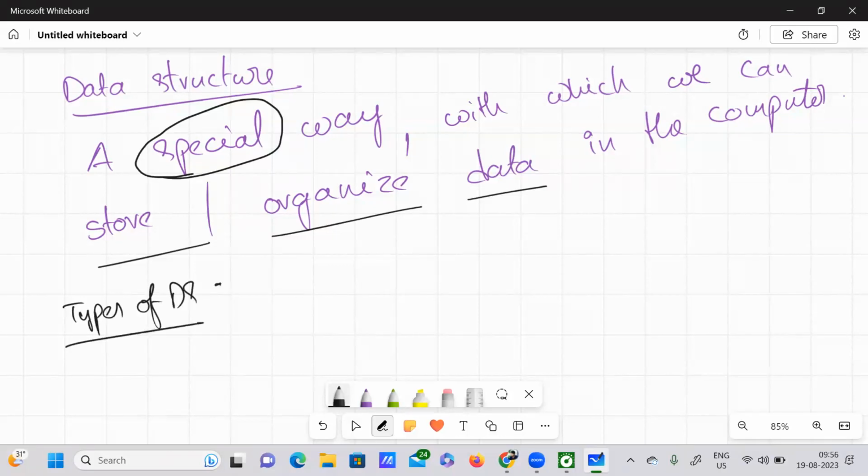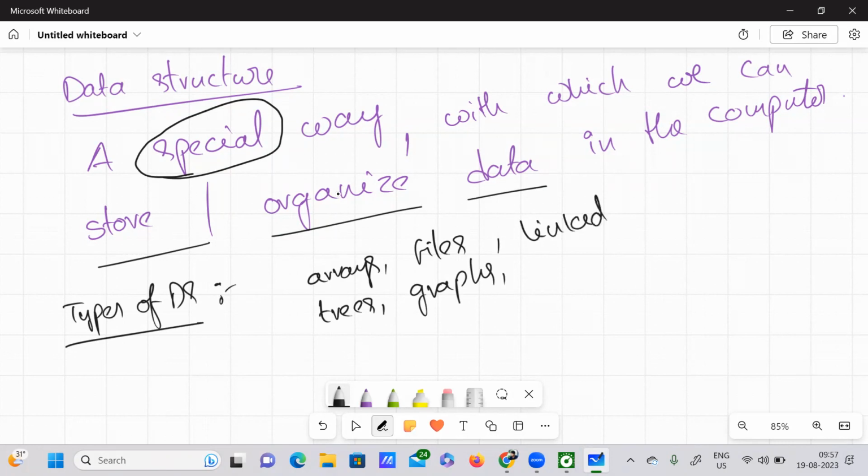So now I'll tell you how many types of data structures there are. These are the types of data structures. We have arrays, files, trees, graphs, linked list, stack, and queues, and so on, etc. There are so many. So these are the most popular types of data structures actually.